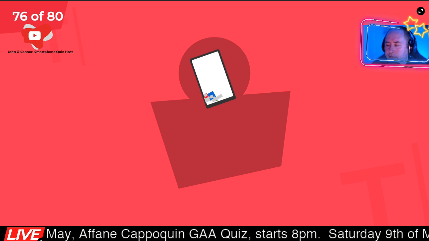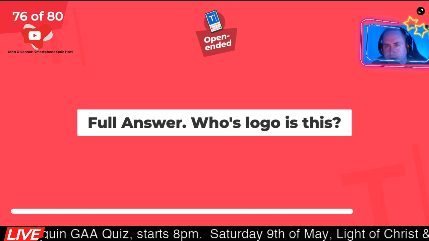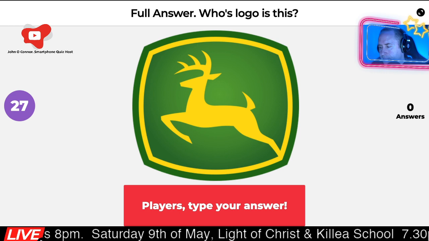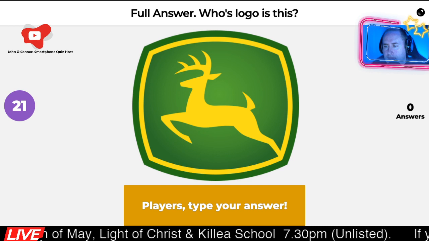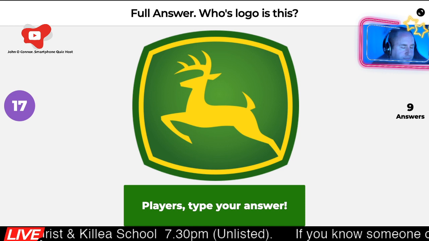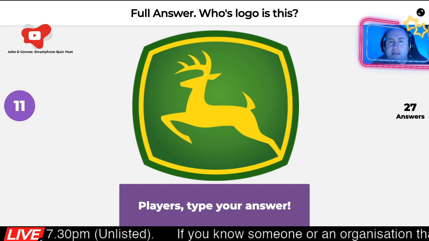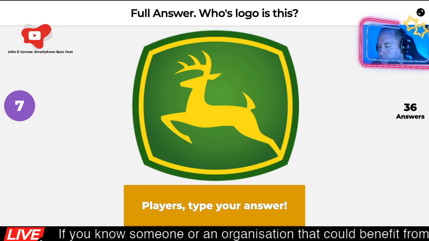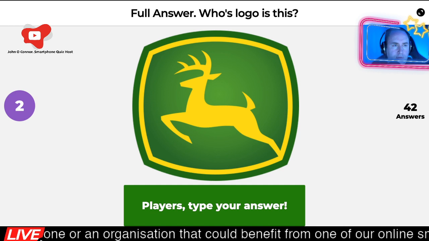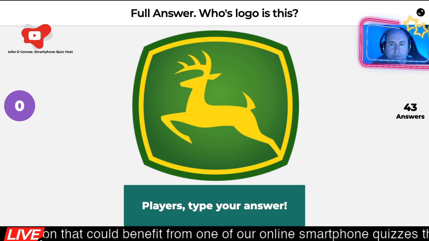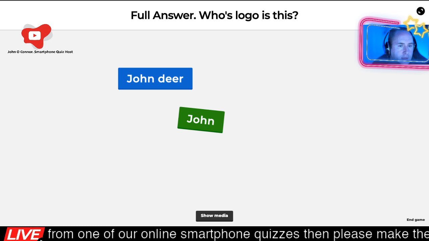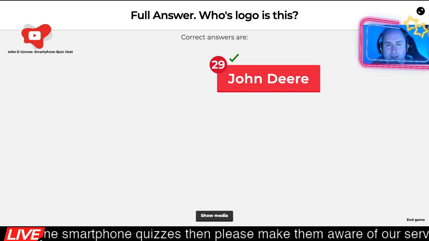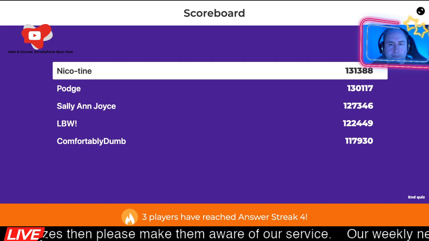Okay, for this one we want the full spelling, folks. We want you to spell the full answer. Whose logo is this? I need the full spelling. Make sure you hit send to submit your answer. Jaguar. John Deere's correct answer, 29 correct answers. Top 5 answered correctly as we head for the 77th question now.